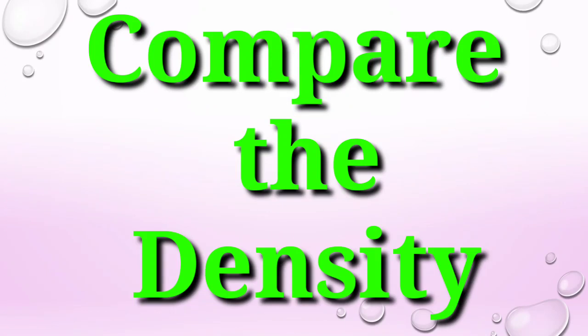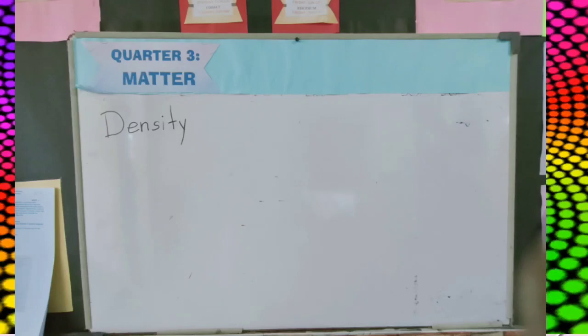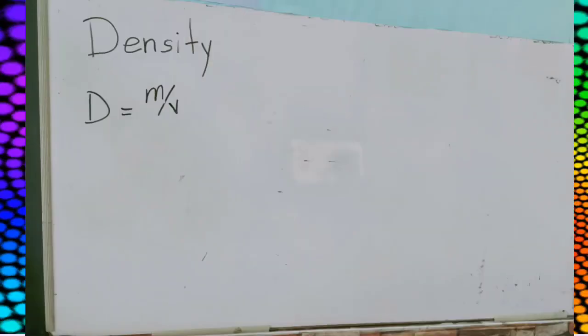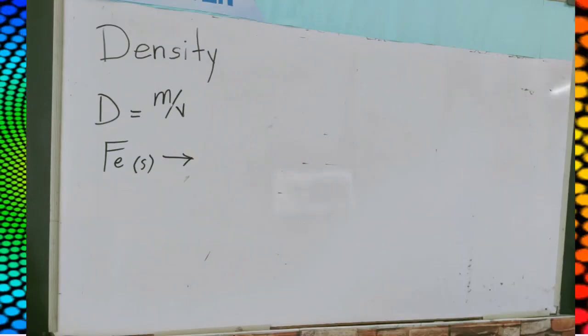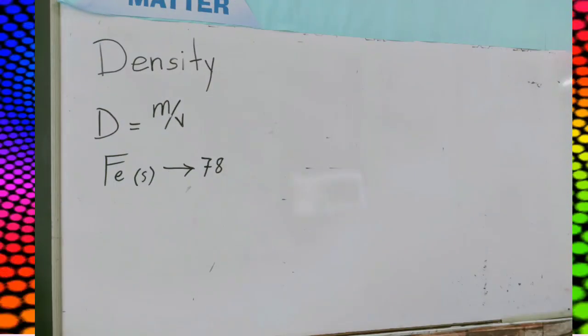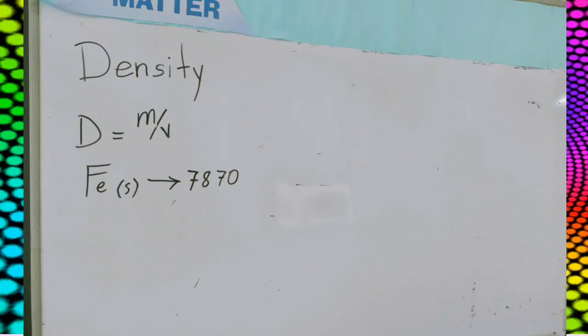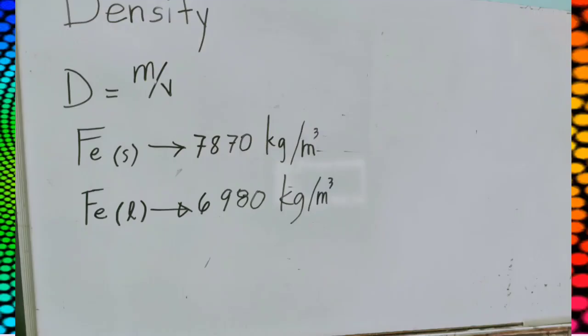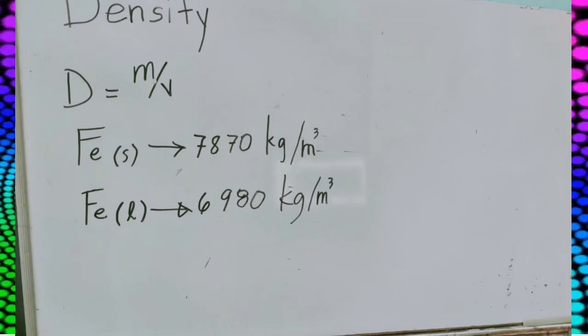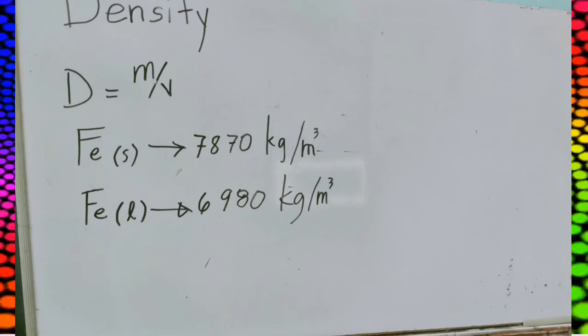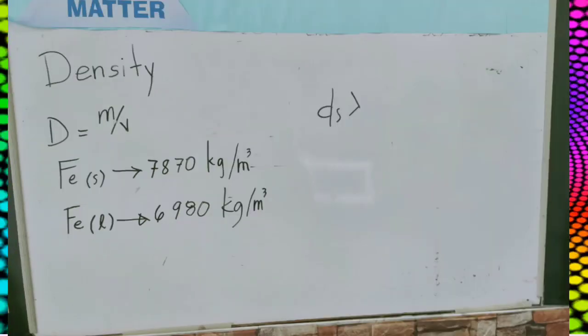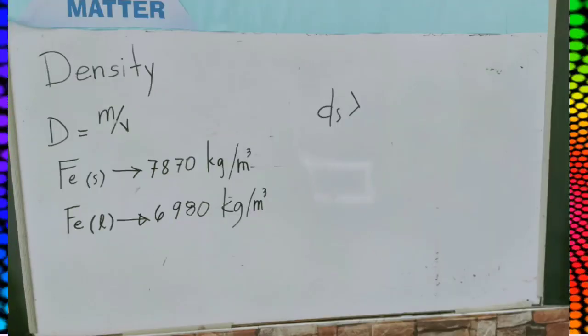Densities of some elements. Let us compare some densities of elements. The formula for density is equivalent to mass divided by the volume. I-compare natin ang density ng bakal o tinatawag nating iron. Ang solid na bakal ay mayroong density na 7,870 kg per cubic meter. At ang natunaw na bakal ay mayroong 6,980 kg per cubic meter.